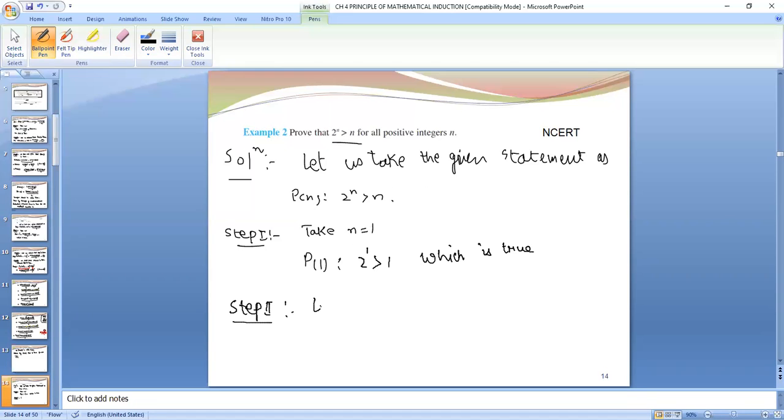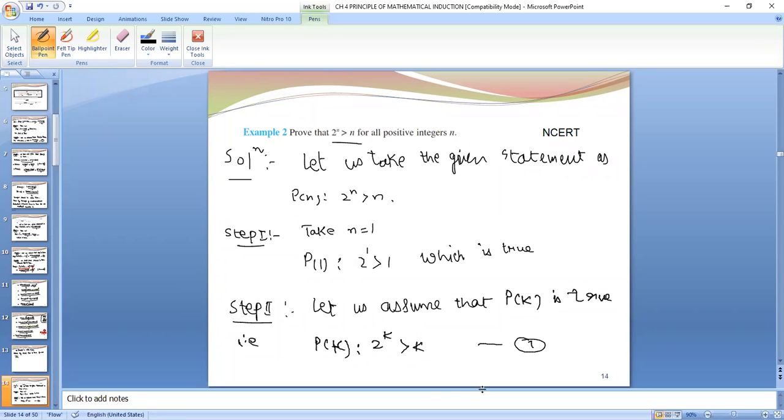Then step 2. Let us assume that P of n is true for, we'll write in short, Pk is true. Let us assume that Pk is true. That is, P of k is a statement which can be written as 2 raised to power k is greater than k. This is number 1.